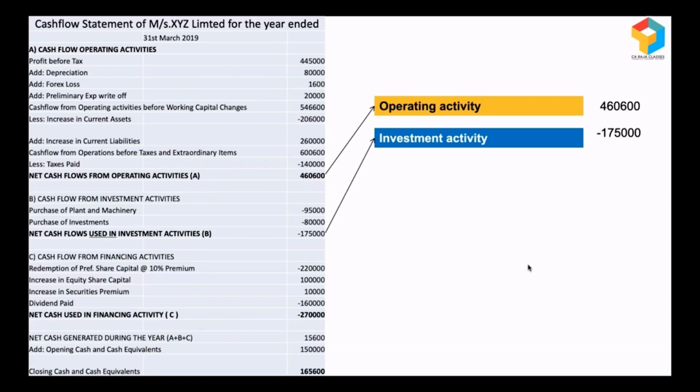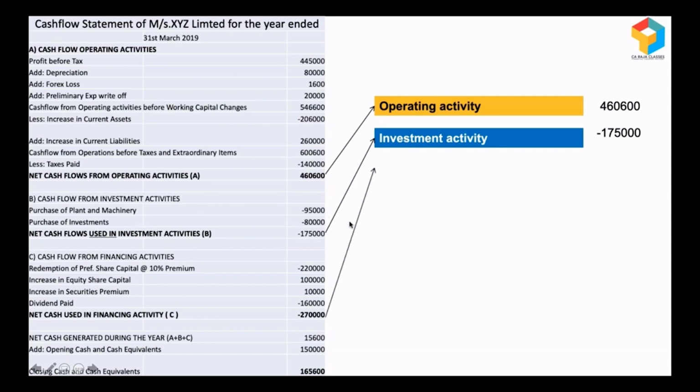Whereas investment activity negative figure means they have paid 1,75,000. Cash had gone out to the extent of 1,75,000 because they have made some investments. So some other assets have come in. If you want to know what are those assets, you have to go back to the statement. Look, they have purchased plant and machinery. They have purchased some investments.